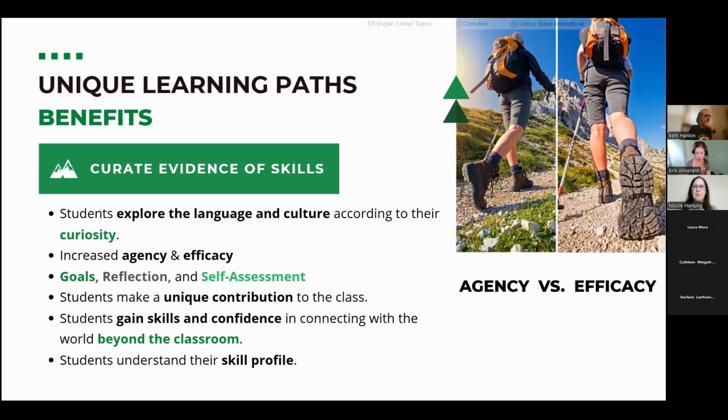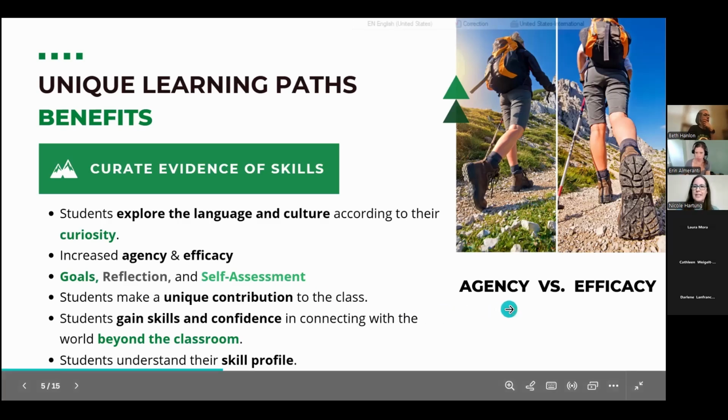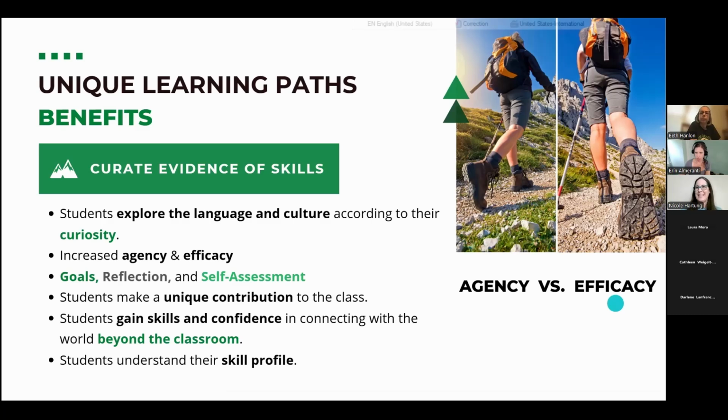And I used to kind of be confused about those two words. So over here, you can see it says agency versus efficacy. For me, it's helpful to focus on the A in agency. Increased student agency means your student is an active participant in their own learning in your class, whether it's Spanish, French, Italian, English, whatever it is.